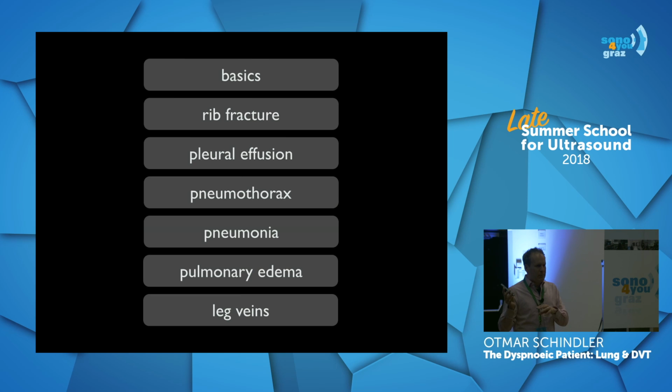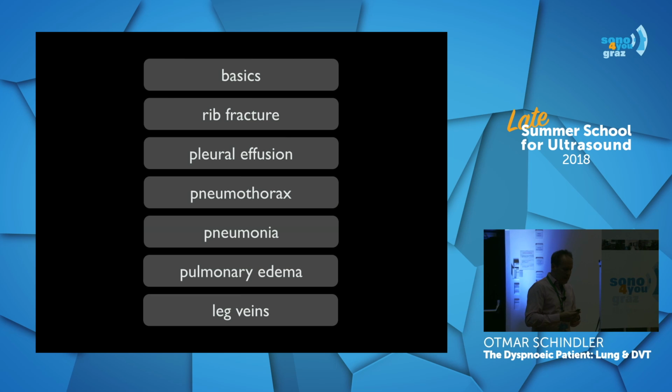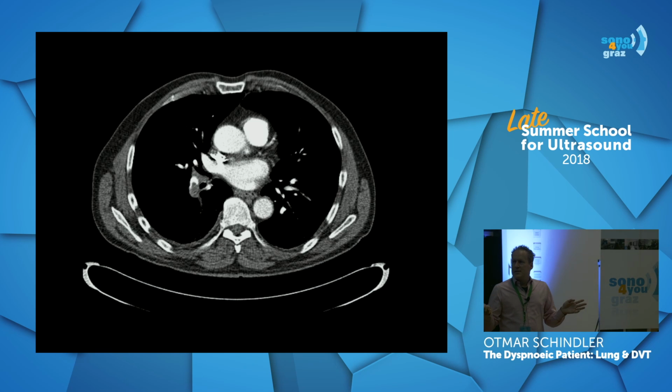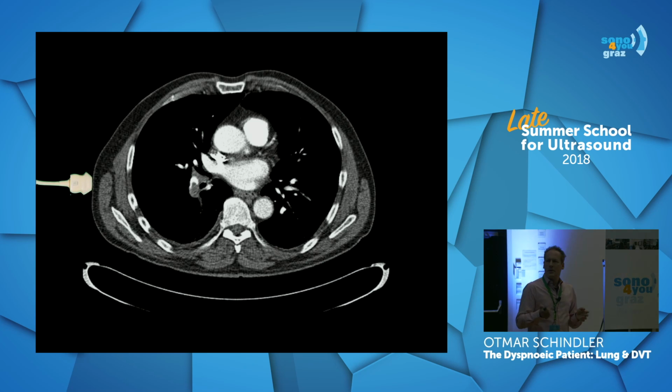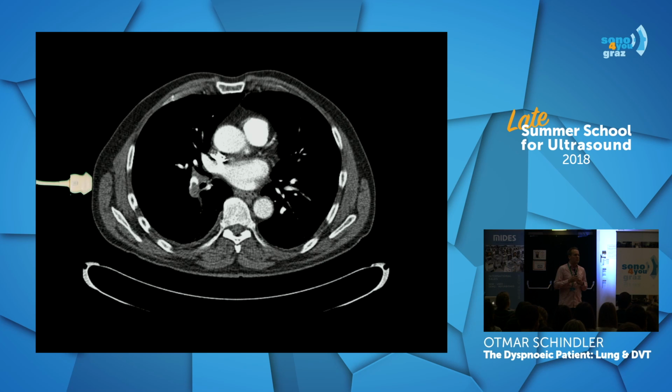I'm talking a bit about the basics of thoracic ultrasound. What do we see? Why do we see something? Why don't we see so much? And then about the pathologies themselves. Ultrasound basics, that's a CT scan. If you take your ultrasound probe and you put it here, what will you see?